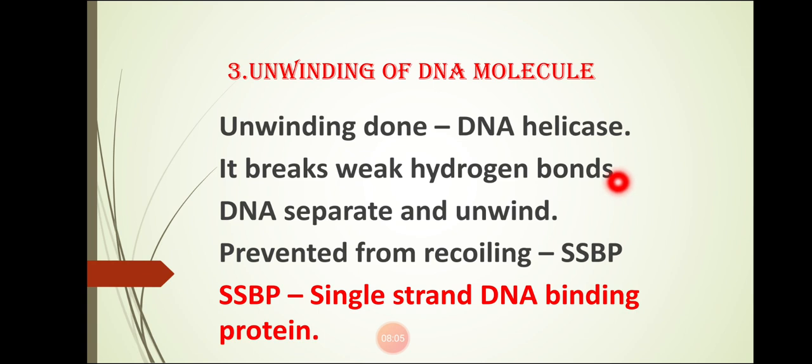Okay, it breaks the weak hydrogen bonds, and after the breaking of weak hydrogen bonds, what will happen? DNA will separate and unwind. Okay, now when it will separate and unwind, since it is a highly coiled structure, what will happen? Again it will get recoiled. There are possibilities of recoiling, but here there is something that is preventing it from recoiling, and that is known as SSBP, that is single strand DNA binding protein. It prevents the DNA from recoiling.